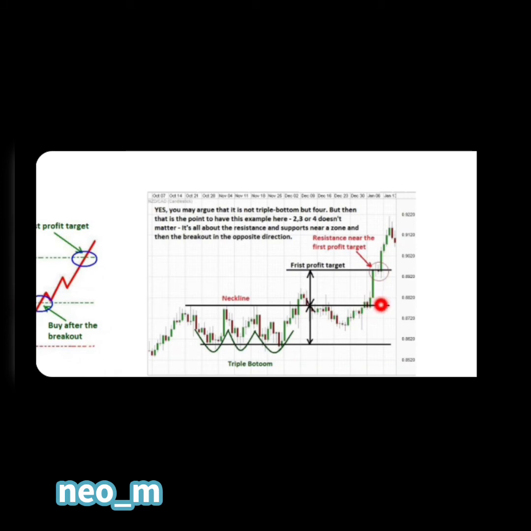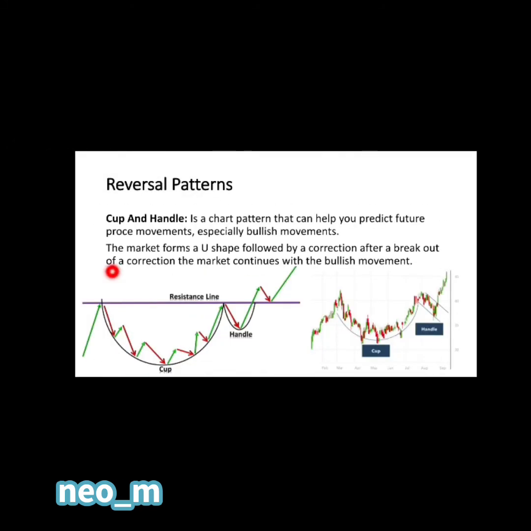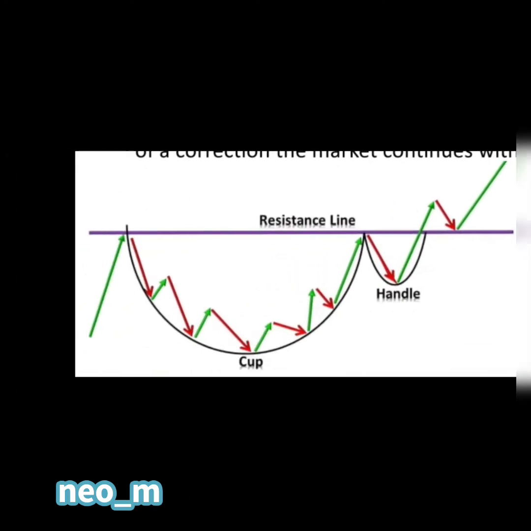So meaning in this case, guys, the market actually hit down 3 times. After hitting the support 3 times, we actually broke out here at the neckline, which is the first resistance. Then we hit a retest, and that's a buy. So basically, the triple bottom is the opposite of a triple top, guys.